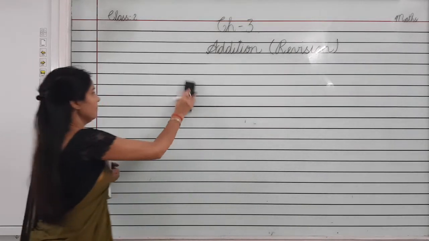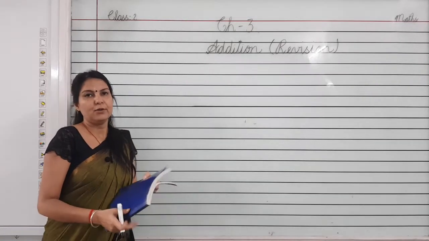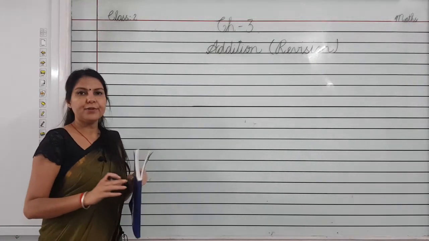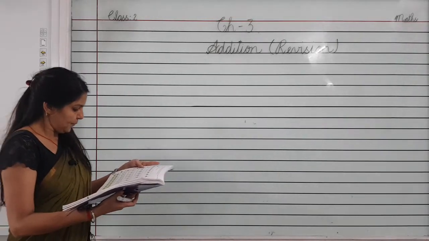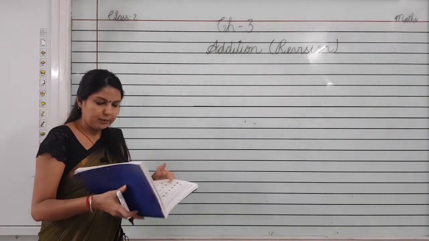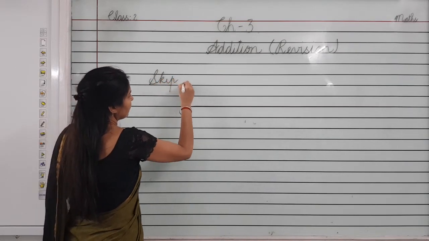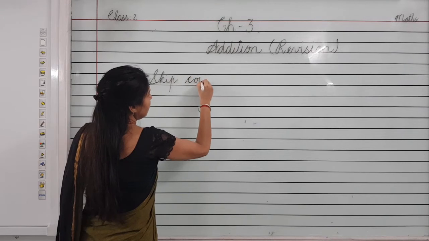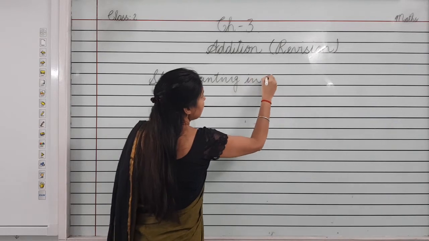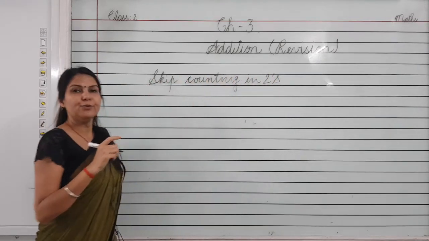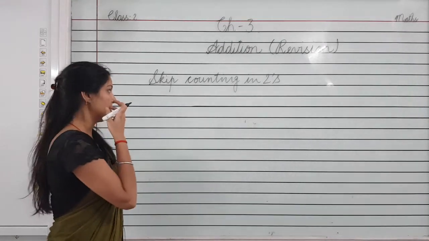Now children, we will see skip counting. What is skip counting? Skip counting means we have to skip, we have to leave the numbers between the given numbers. So first of all we will see skip counting in twos. In this, children, what you have to do? You have to leave one number and you will write the second number on the blank place.